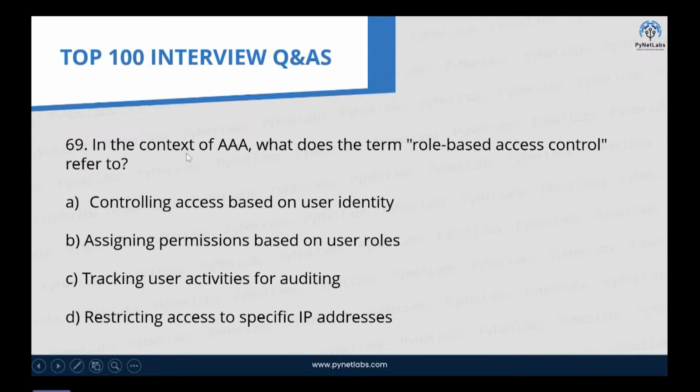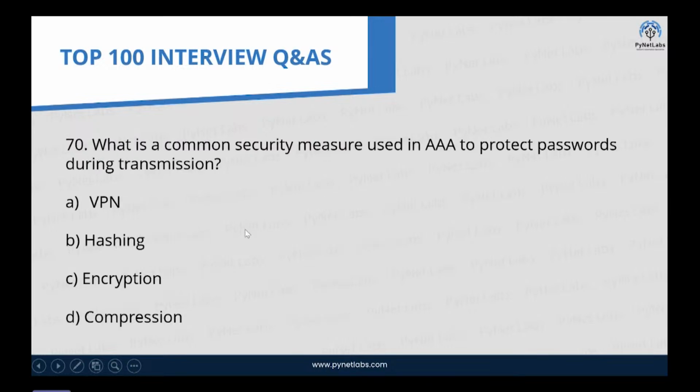So guys, again, we got the very last question, question number 70. I'm not going to let you know the answer for question number 70 because it is really very easy, and I'm expecting the answer from you guys in the chat box. Here's the question: what's the common security measure used in AAA to protect the passwords during the transmission? VPN, hashing, encryption, and compression.